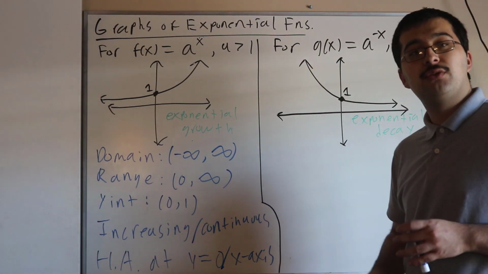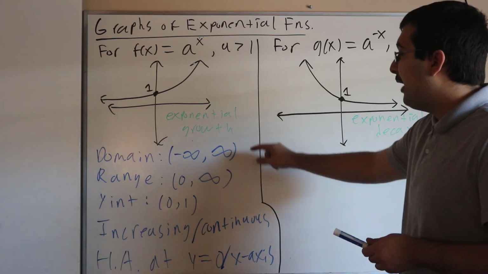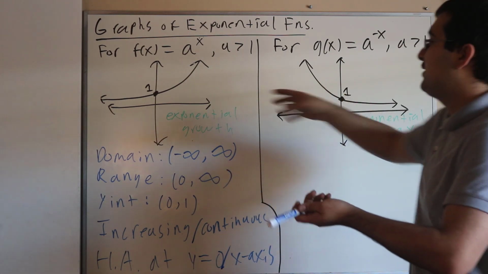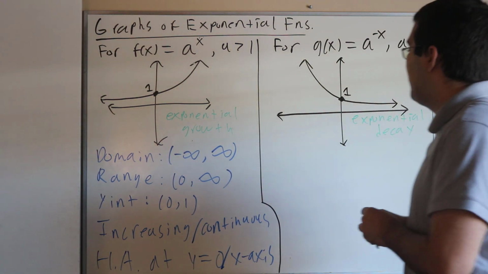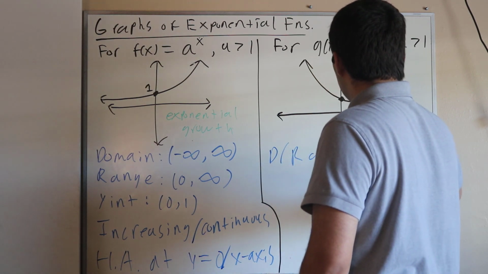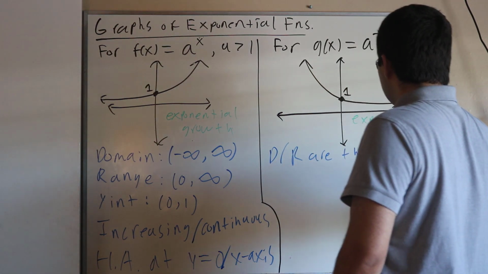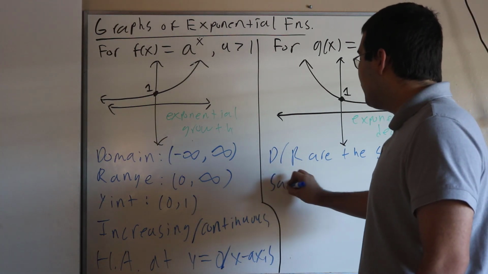Okay, so going on to our next exponential function, or exponential decay, we can see that it has a lot of the similar traits. Its domain and range are the same, right? It's the same image, just kind of turned around. So the domain and range don't change here. Also, it has the same y-intercept.